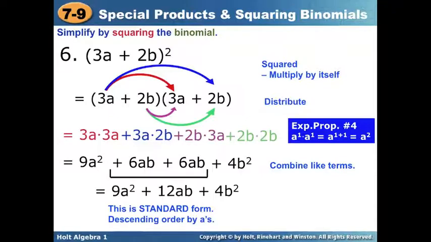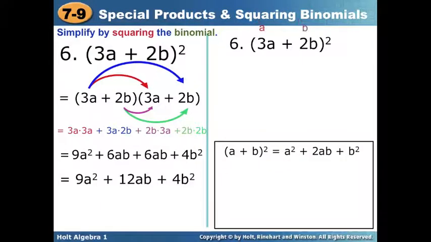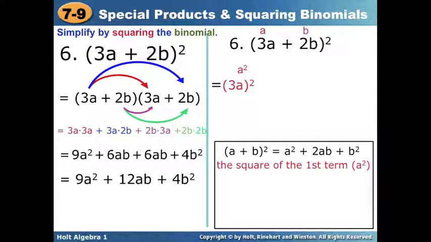Now let's look at the rule for squaring binomials. We take the square of the first term, so 3a squared. You will want to put the 3a in parentheses so you can square the 3 and square the a.